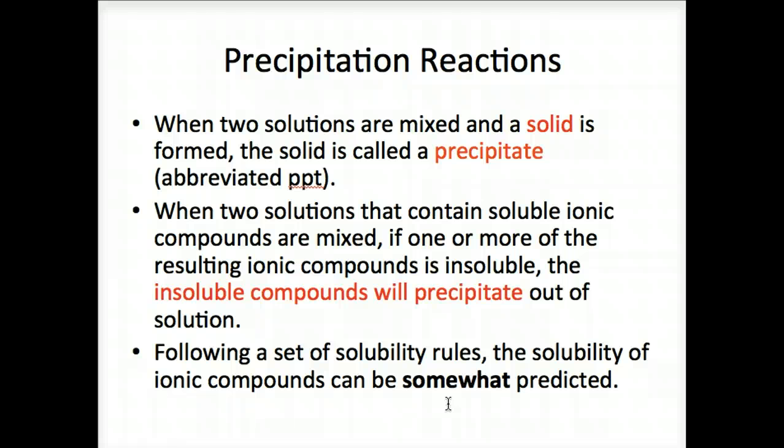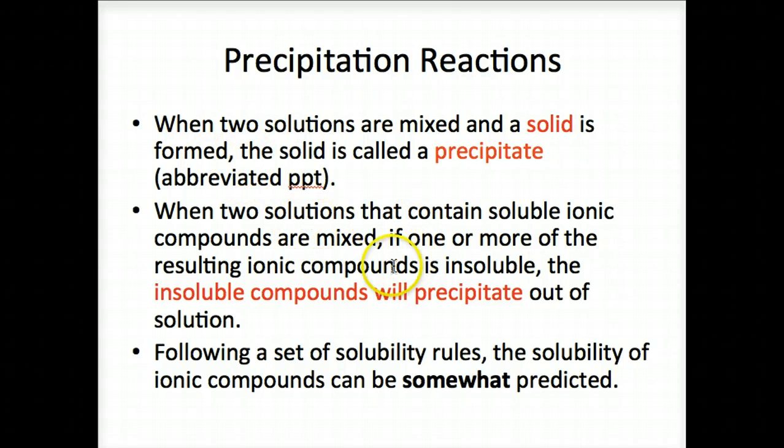Okay, precipitation reactions. They occur when one of the products forms a precipitate or comes out of solution. When two solutions are mixed and a solid is formed, the solid is called a precipitate, abbreviated PPT. We can have two solutions, we'll have some examples in a minute, of compounds that are mixed. And then they form new compounds that are not soluble, but they may start out being soluble in the solution. Then they change into a different kind of compound that becomes insoluble.